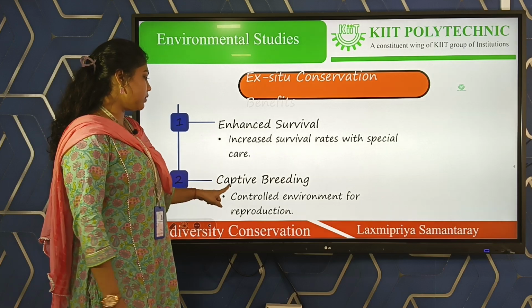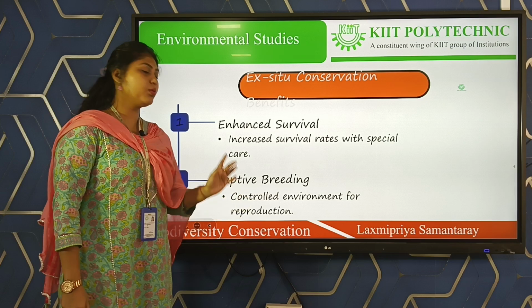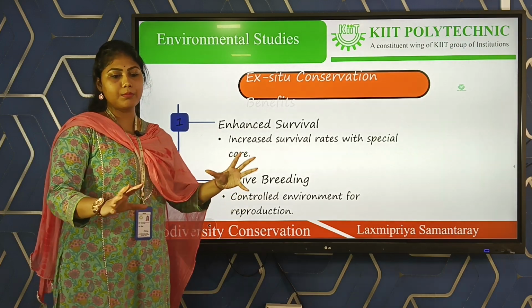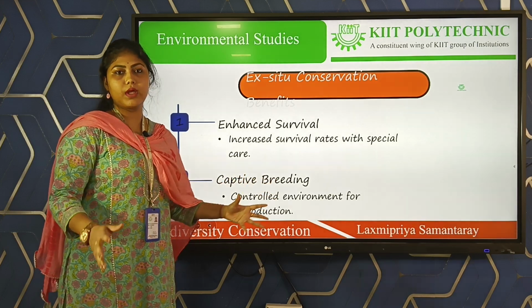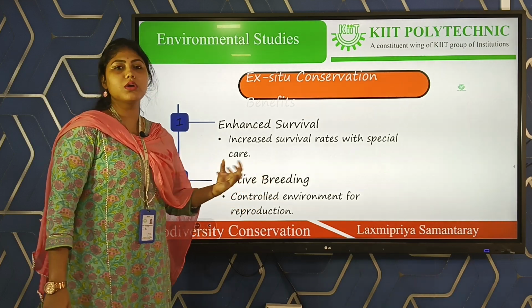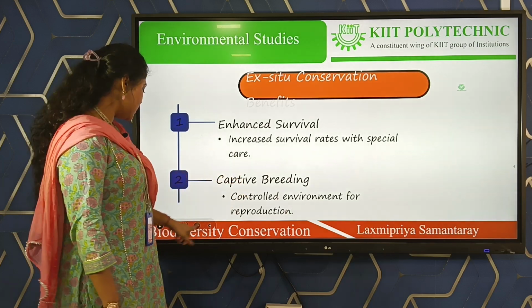And the second one is captive breeding, which means a controlled environment for reproduction. If we have a small area and we don't have any large area over there, how can we control them? For that we have to be careful about this.